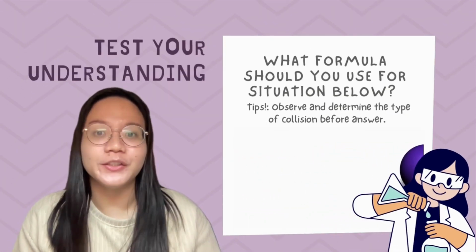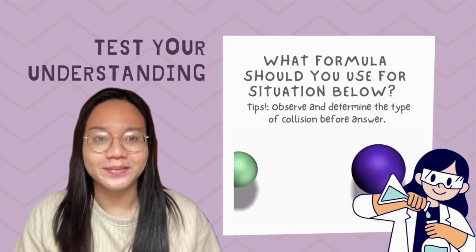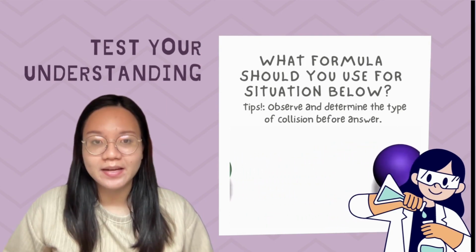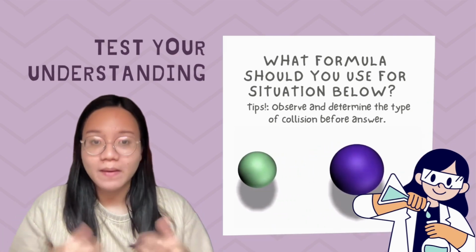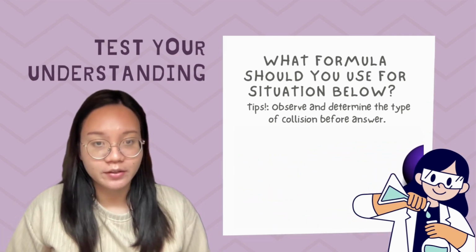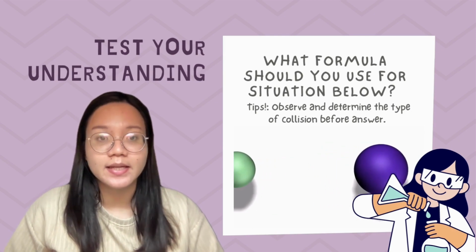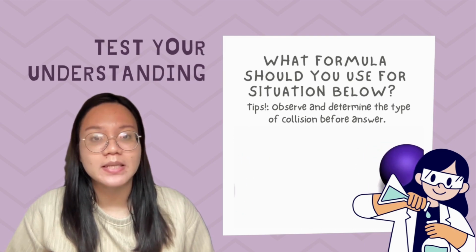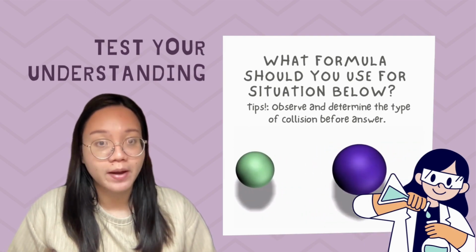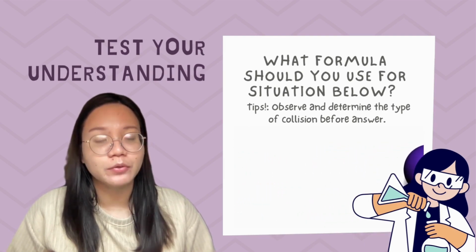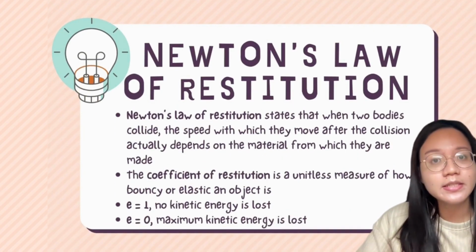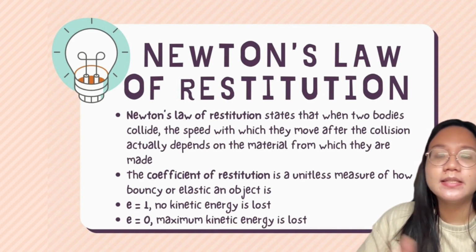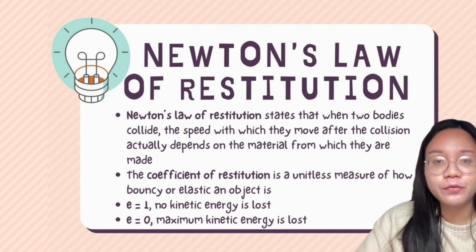What formula should you use for the situation below? You can see that the particles bounce from each other after they collide. Therefore, it is elastic collision. You can use the formula m1u1 plus m2u2 equal to m1v1 plus m2v2.